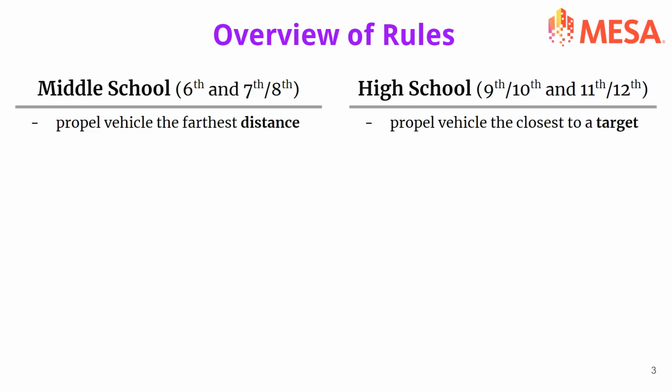First thing, the competition requires the student to propel a vehicle using the power of wind. However, in middle school, the student will be required to propel the vehicle the furthest distance, whereas in high school, the student will be required to propel the vehicle as close to a target as possible.